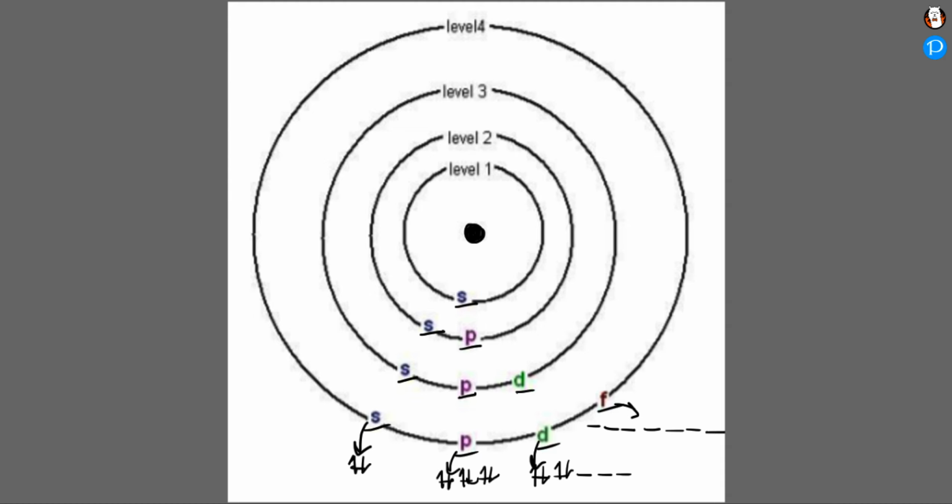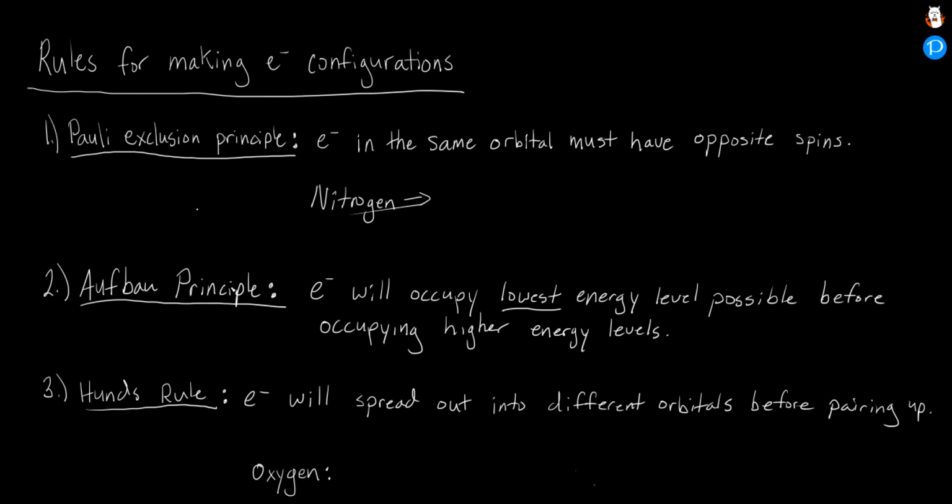Now, when we're actually making the electron configurations, there's a couple of rules that we need to follow. The first one is called the Pauli exclusion principle. This one says that electrons in the same orbital must have opposite spins.